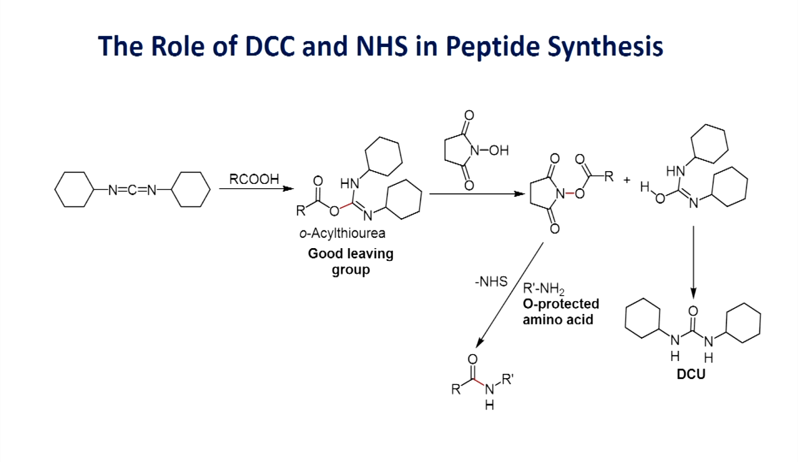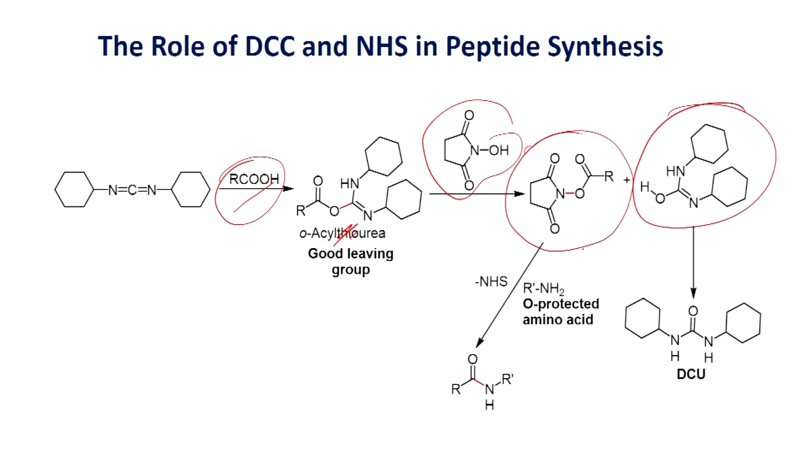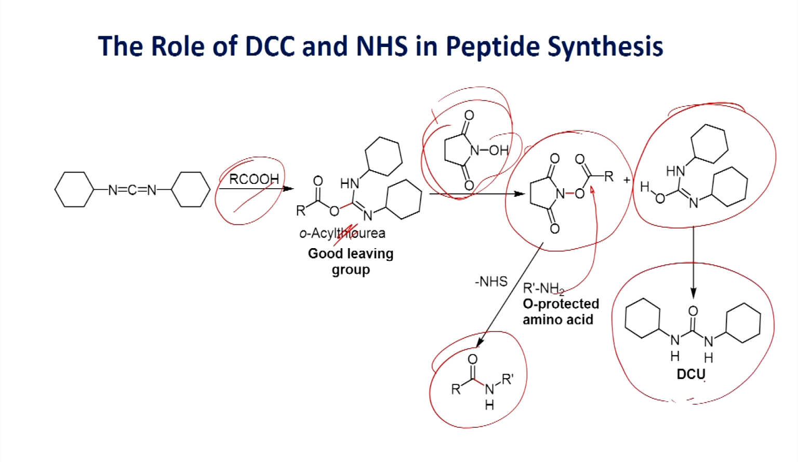Here, the role of DCC and N-hydroxysuccinimide in peptide synthesis is shown. The DCC first undergoes reaction with this carboxylic acid, then you will form this O-acyl urea intermediate. It is a good leaving group. Once you have this one, this can readily react with N-hydroxysuccinimide to give this derivative. Once you have this derivative, it can be readily reacted with the amine, as you can see. Then you will be able to generate this amide as the product. The DCC is converted into dicyclohexyl urea as the byproduct.